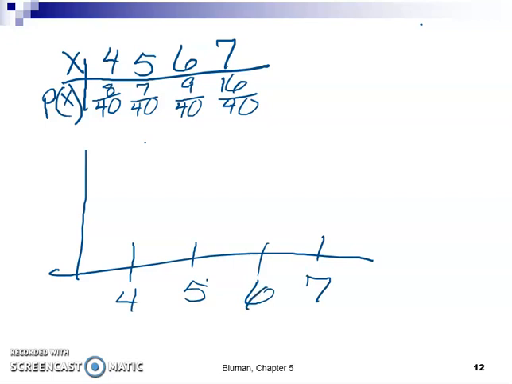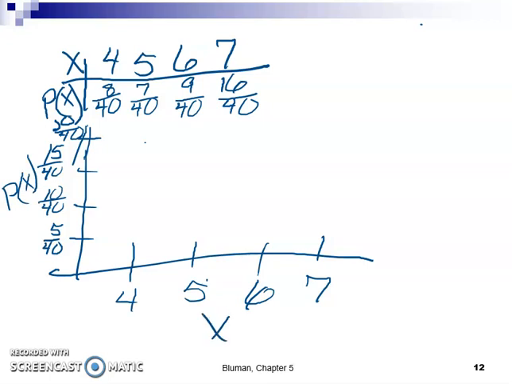And then the y-axis has got to go as high as 16/40. So we might want to mark this off, I don't know, maybe in 5s, 5/40. And you could reduce these fractions, 10/40, 15/40, and then 20/40. And this is the probability of X occurring. And this is X. And then we just center our bars above the values of X.